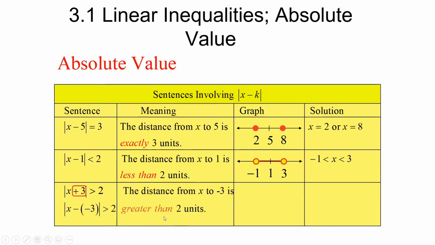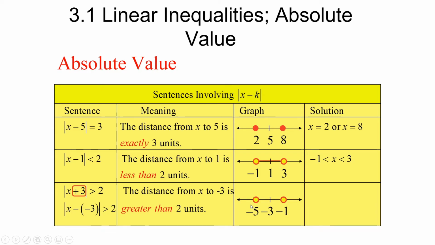greater than 2 units. So now my number line will be centered at, excuse me, -3, all right? And I am greater than 2 units to the left and 2 units to the right. So that'd be a -5 and a -1. And now greater than, no equal sign, so open dots.